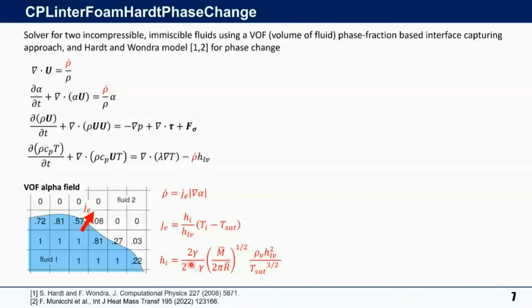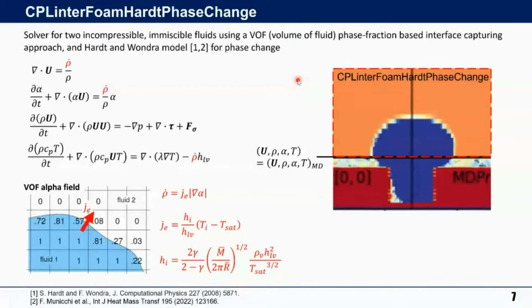The interfacial heat transfer coefficient in the current version of the solver depends on the accommodation coefficient gamma, the molecular mass of the fluid, universal gas constant, density of the vapor, latent heat, and saturation temperature. These are all constant for the time being. All the details are in references 1 and 2.